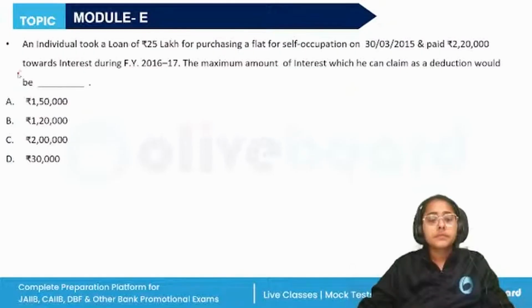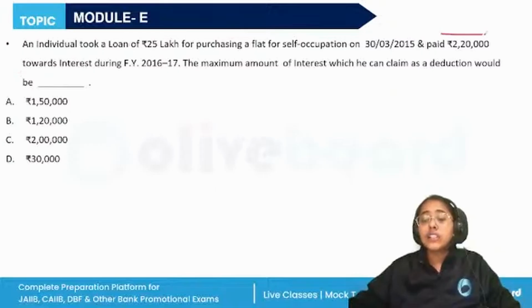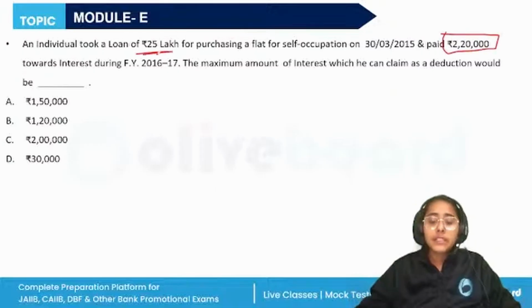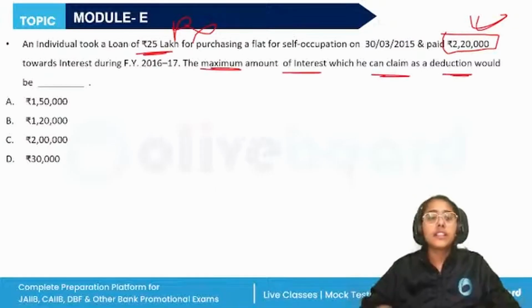All right. Next, we have housing finance and tax planning. The question says an individual took a loan of 25 lakh for purchasing a flat for self occupation on 30th March 2015 and paid 2,20,000 towards interest during the financial year 2016-17. This amount is only the interest paid. Principal, we are not talking about the principal, just the interest. Then the maximum amount of interest which he can claim as a deduction would be.